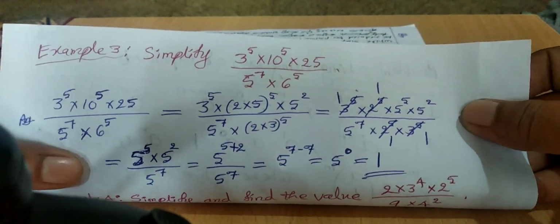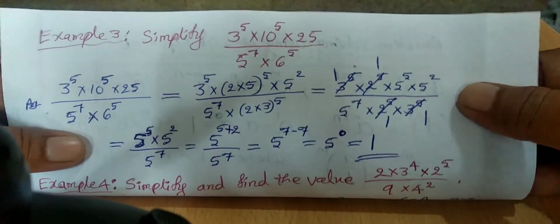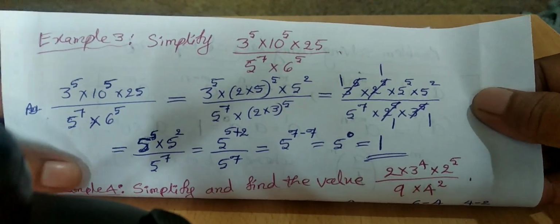Simplify 3 to the power 5 into 10 to the power 5 into 25, whole divided by 5 to the power 7 into 6 to the power 5.